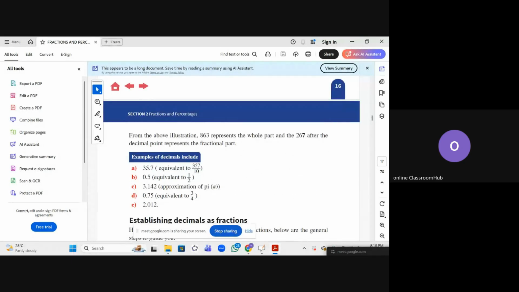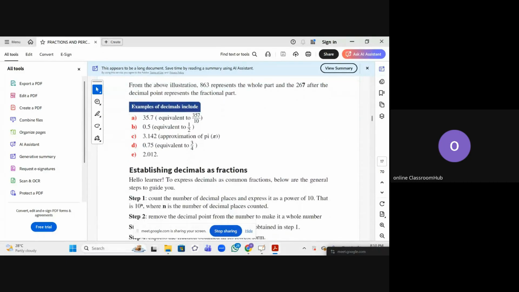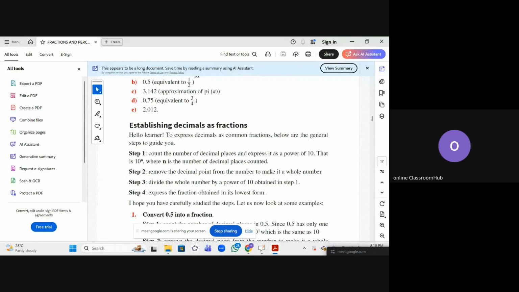So then how do we convert a fraction into decimals? How do we convert fractions into decimals, and also from decimals to fractions? How do you do this exercise? So let's look at the steps. Establishing decimals as a fraction.